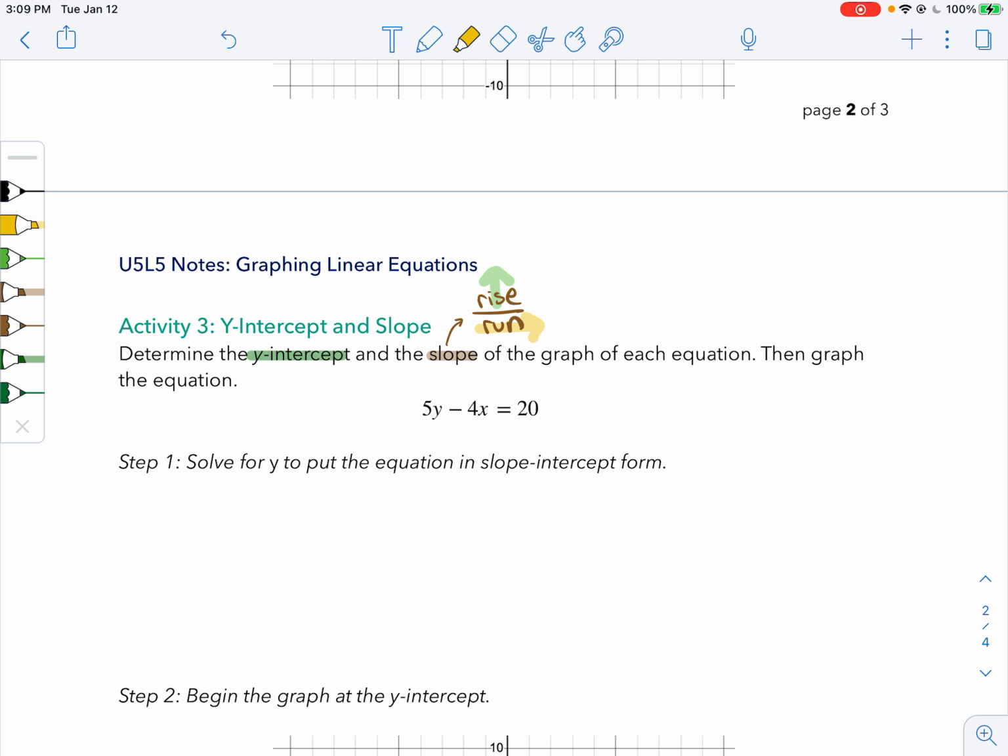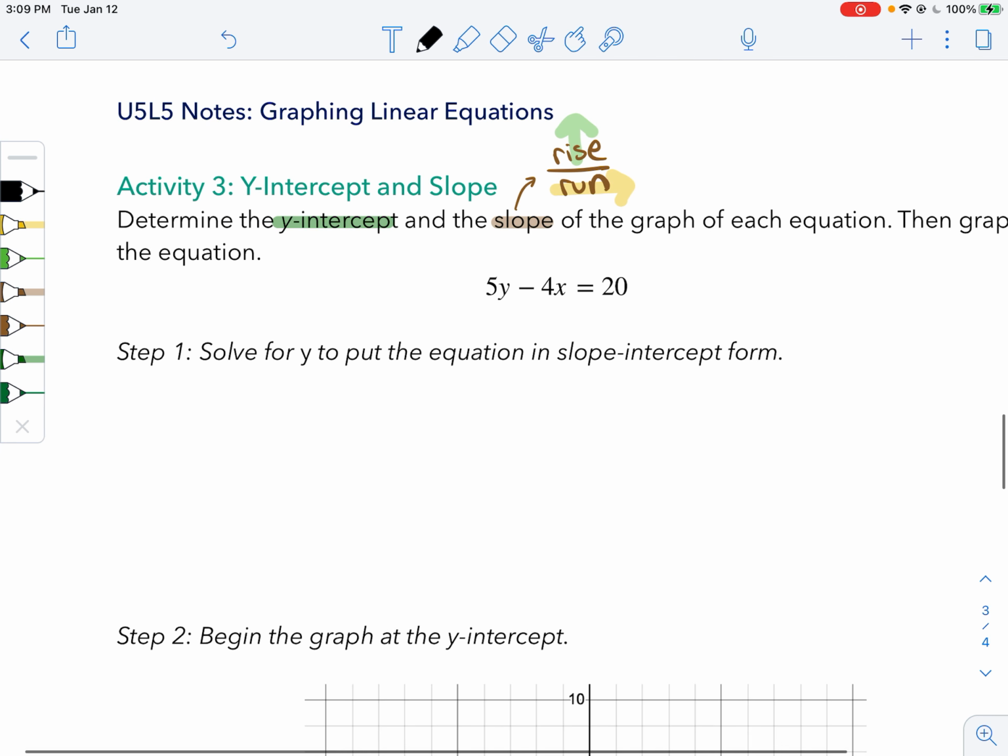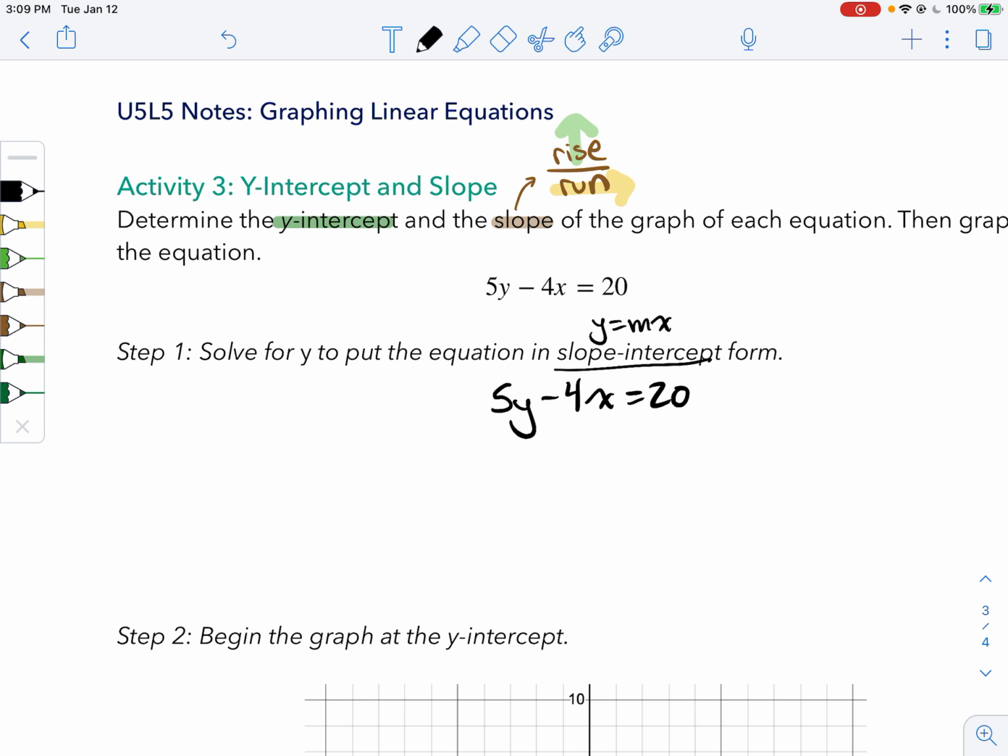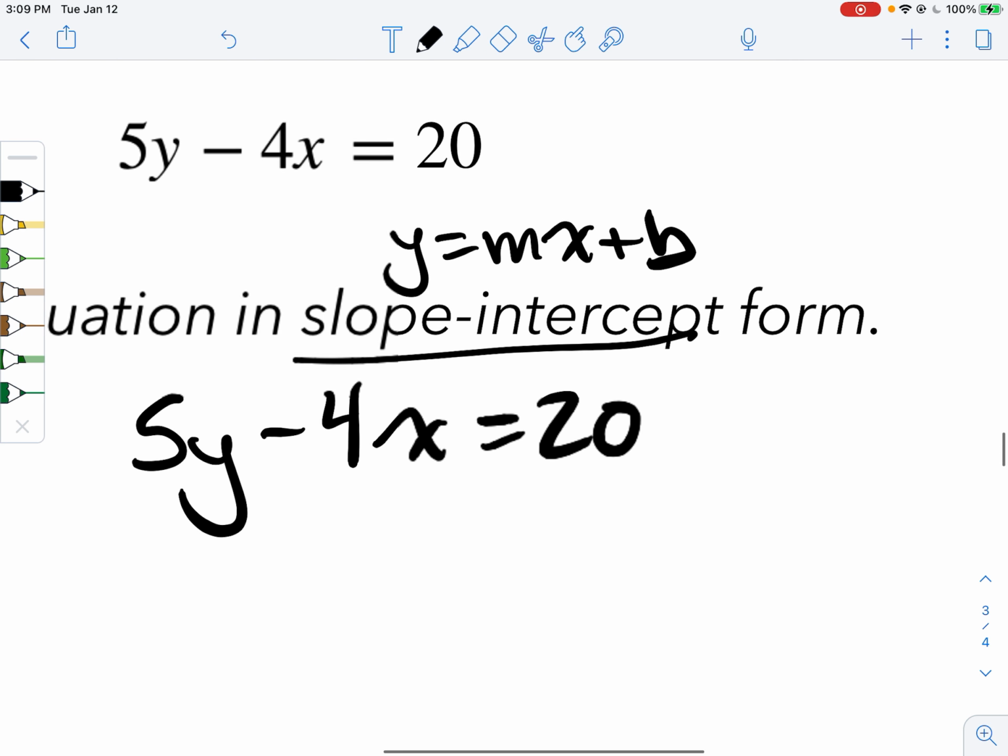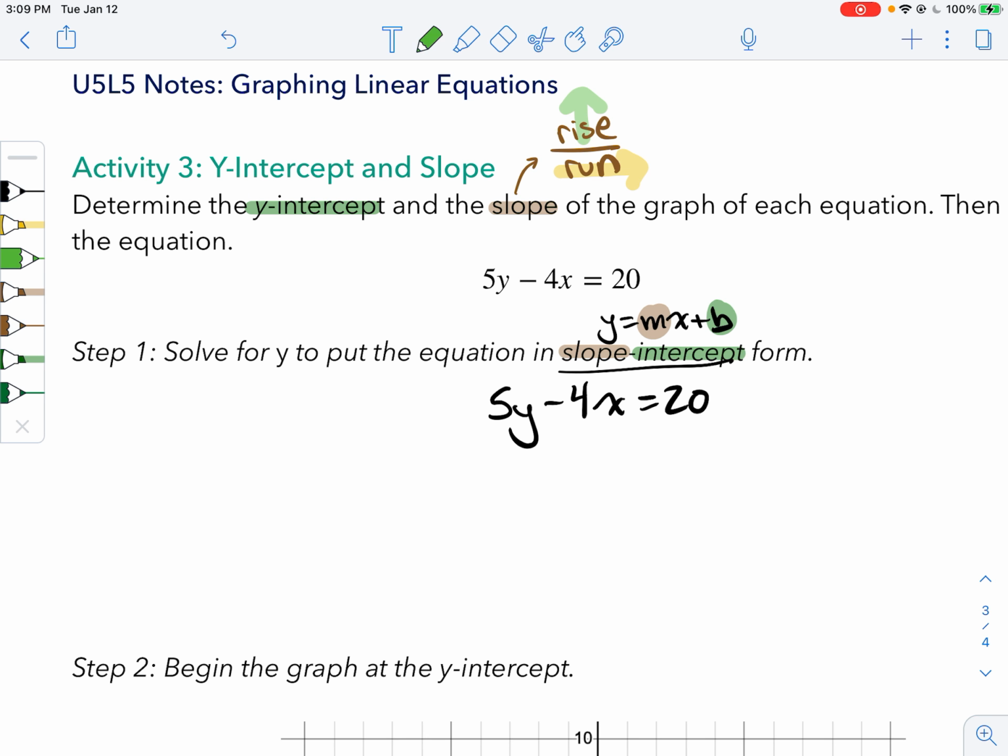But we don't have slope-intercept form yet. We need to get a form that gives us our slope and our intercept. So we have 5y minus 4x equals 20. Remember that slope-intercept form is y equals mx plus b, because that'll give you your slope m and your intercept b. So we need to solve for y. Let's get y all by itself.